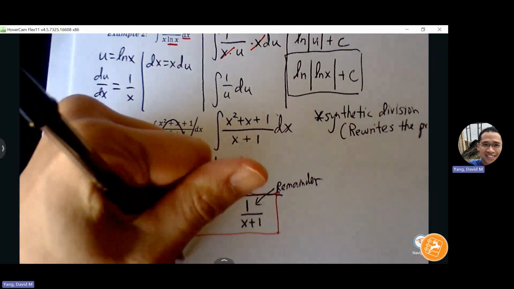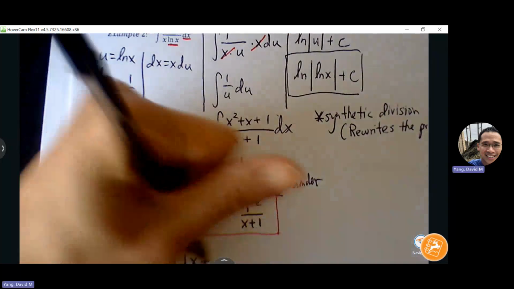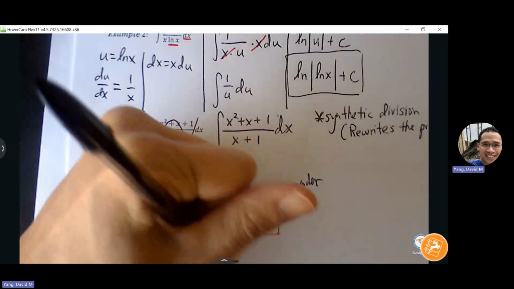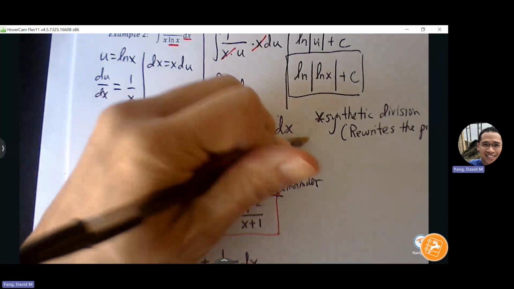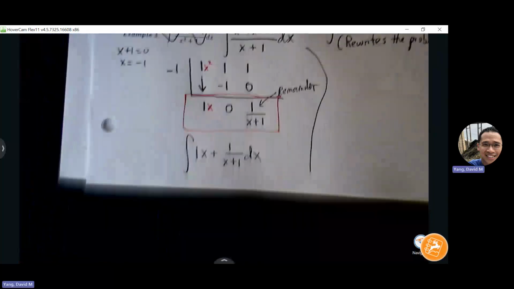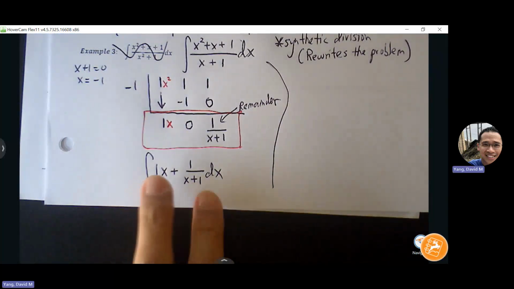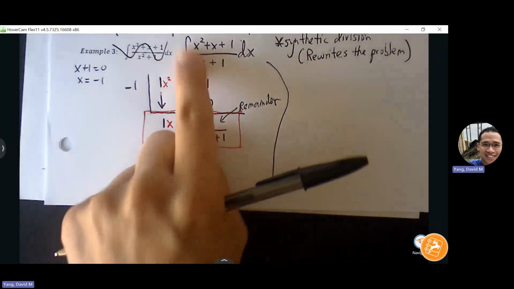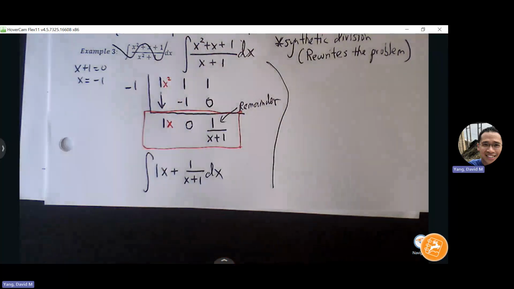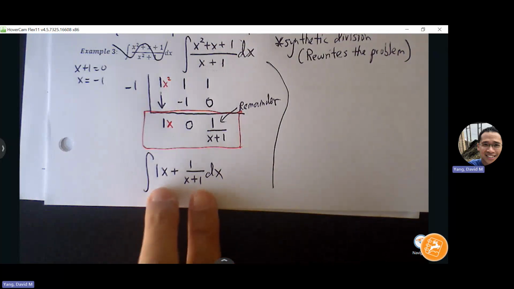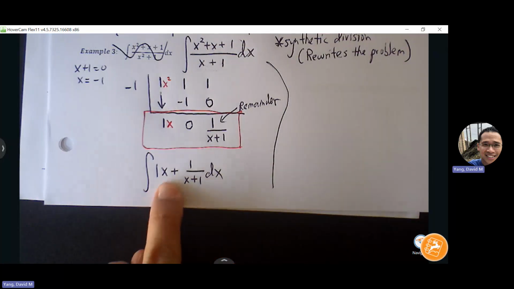So now we have the integral of x plus 1 over x plus 1 dx. The nice thing is now we have 2 independent problems that we can treat separately. It's no longer one connected long problem that we gotta worry about. Now these are much simpler problems. The first one we can handle using what? Power rule, right? X becomes what?